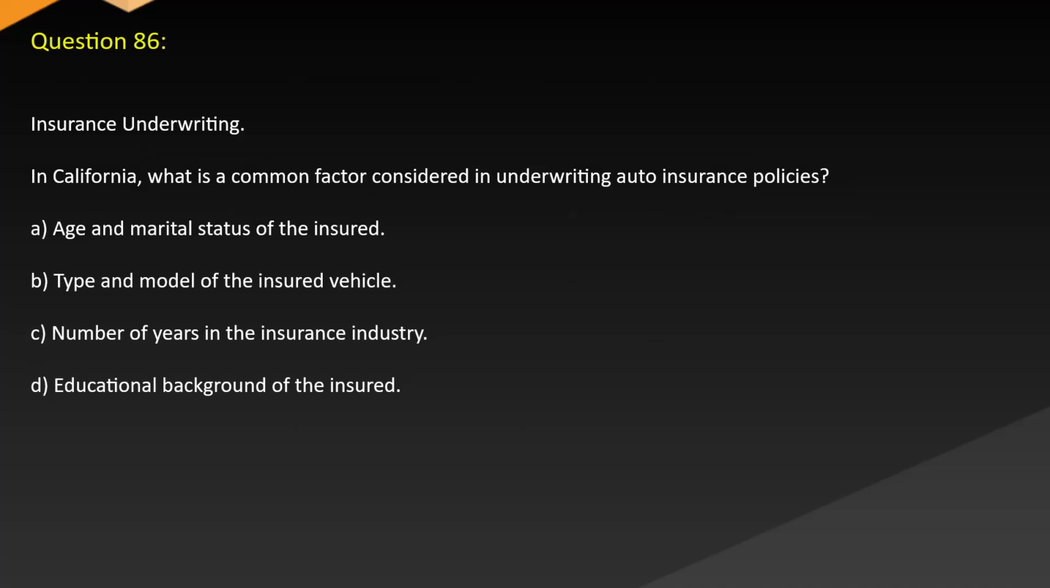Insurance underwriting. In California, what is a common factor considered in underwriting auto insurance policies? A. Age and marital status of the insured. B. Type and model of the insured vehicle. C. Number of years in the insurance industry. D. Educational background of the insured.